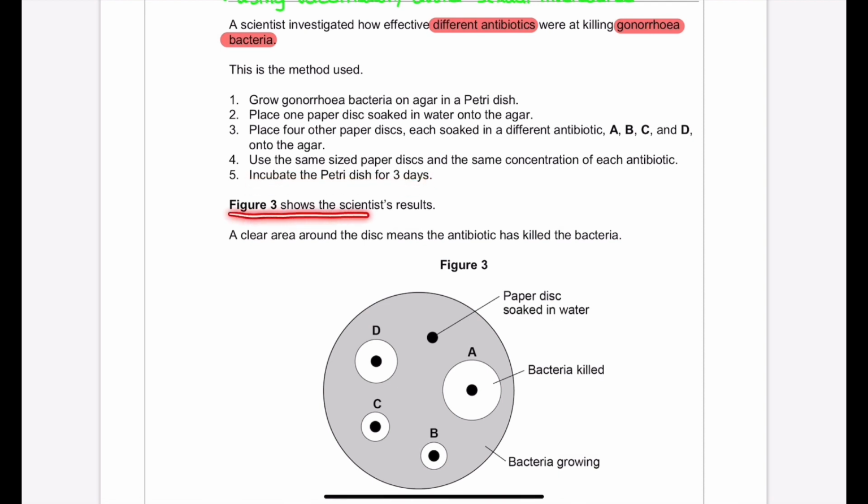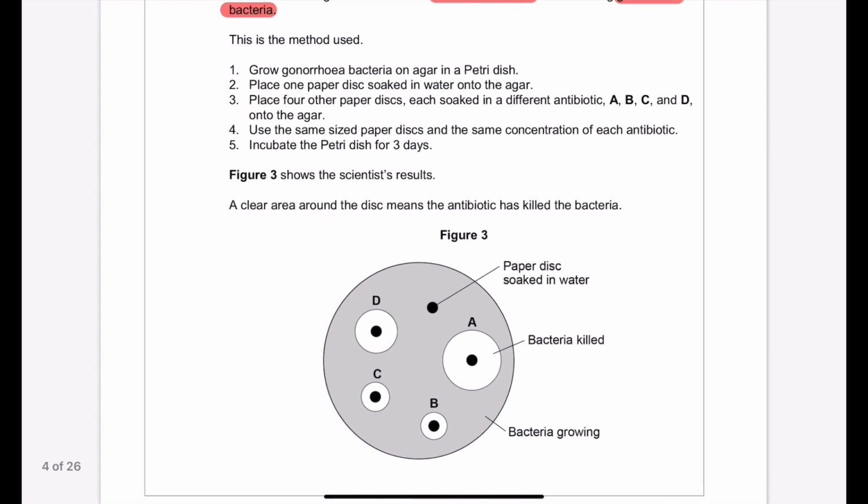Figure 3 shows the scientists' results. A clear zone around the disc means the antibiotic has killed the bacteria. If you look here in our figure number 3, this is a petri dish. This is a paper disc which is soaked in water. A, B, C, and D are soaked in different kinds of antibiotics, and we want to see which one is the most effective antibiotic against the gonorrhea.